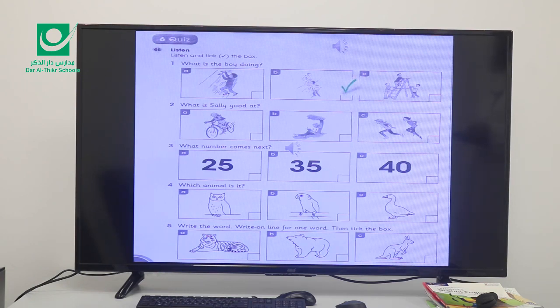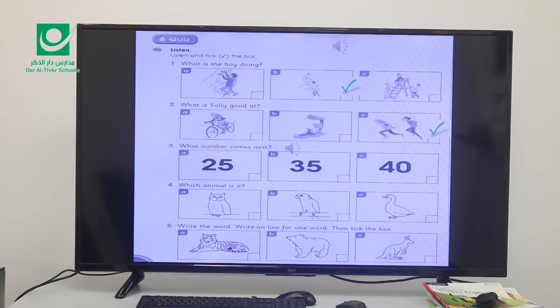Hi Sally, shall we ride our bikes? No thanks. I'm not good at riding bikes. What are you good at? I'm good at running. Me too. Let's run. See, this is running.